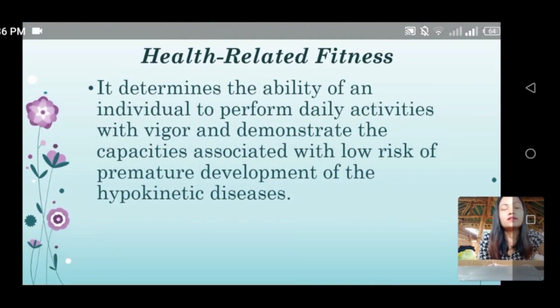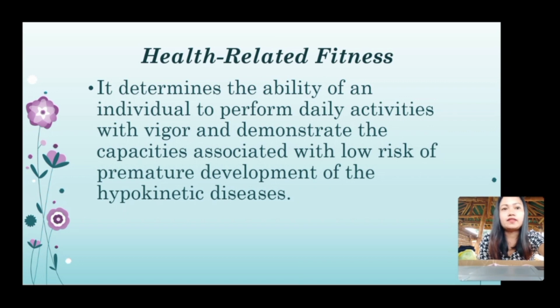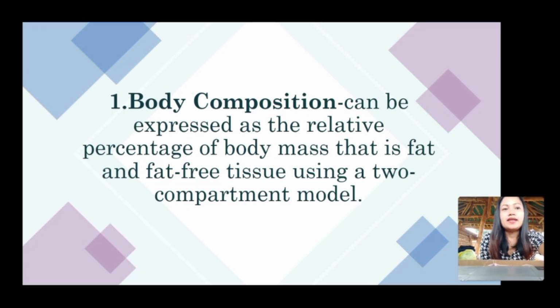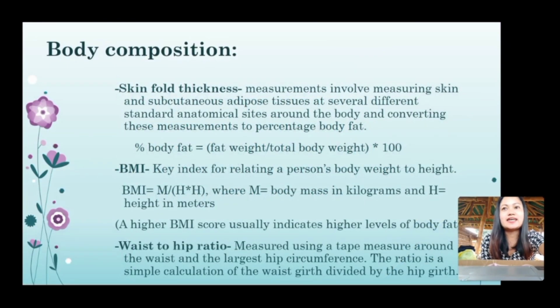And the second is the health-related fitness. It determines the ability of an individual to perform daily activities with vigor and demonstrate the capacities associated with low risk of premature development of the hypokinetic diseases. Related to this health-related fitness, we have first the body composition. Body composition can be expressed as the relative percentage of body mass that is fat and fat-free tissue using a two-compartment model. An example of this body composition is the skinfold thickness.